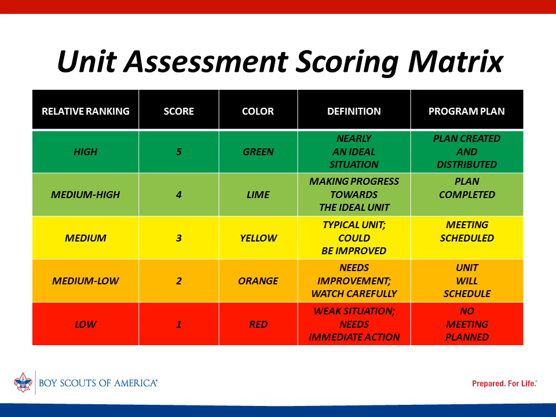To help commissioners in scoring the various elements and sub-elements, we have used simple definitions where appropriate, such as typical unit could be improved for a 3 or yellow, and making progress towards the ideal unit for a 4, which is between green and yellow. Although the matrix uses the colors lime and orange for numerical scores of 4 and 2 respectively, I don't know if an additional practice would be required for computer users to be able to tell the difference between lime, green, and orange and red. Displayed at the far right column, we have a different set of helper definitions for the sub-elements that fall in the program group.